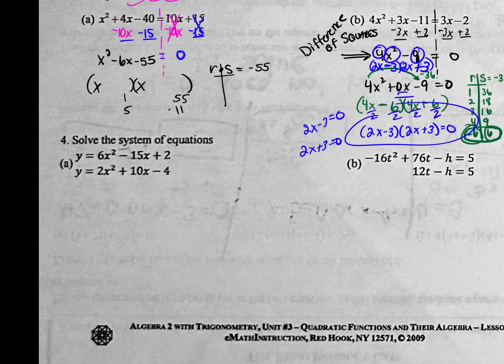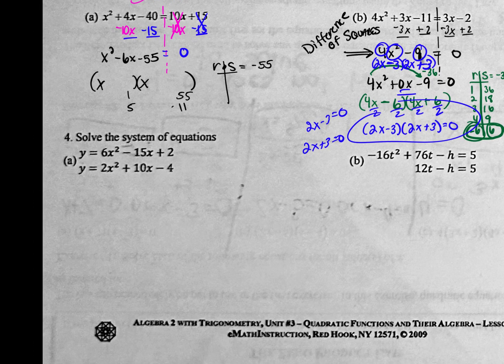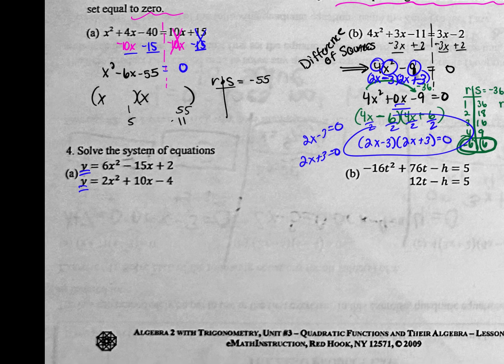Solve the system. This one, notice they're both set equal to y. So you can set these two equations equal to each other. And now it's just one big equation, and the directions are solve it. Well, how do we solve it? Well, these are quadratic, and so we solve it just like up here. You got to get it equal to 0, then you can factor it, then you can solve it by setting your factors equal to 0.